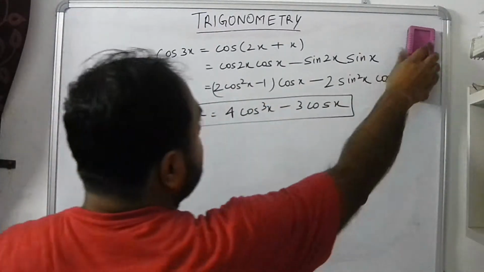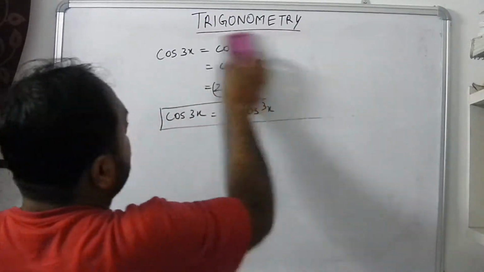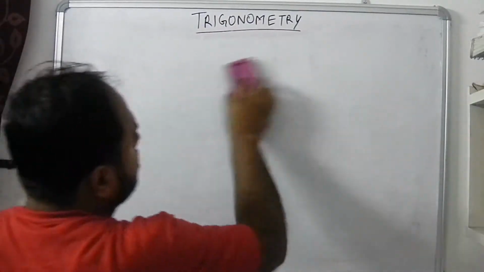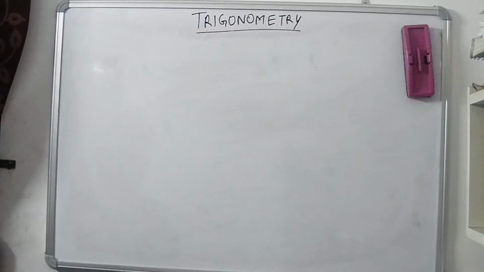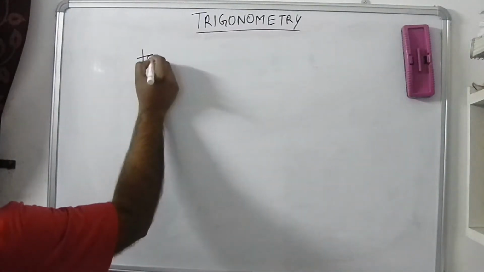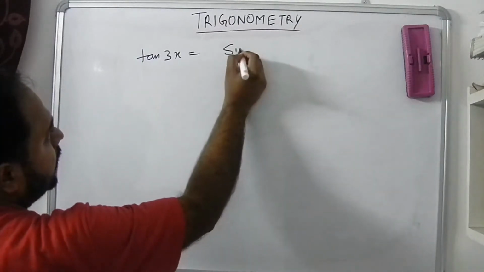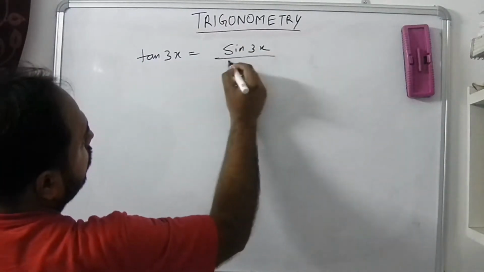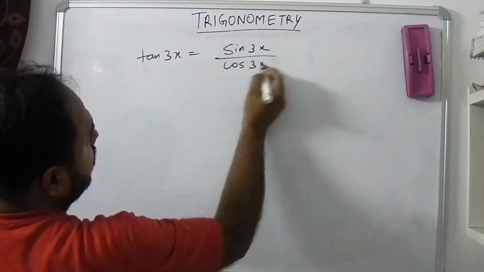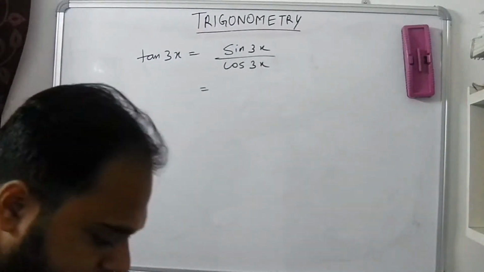Now, since we have the formulas for sin 3x and cos 3x, we can easily find the formula for tan 3x. It's the same thing: we are doing sin 3x upon cos 3x. Now, what was sin 3x?